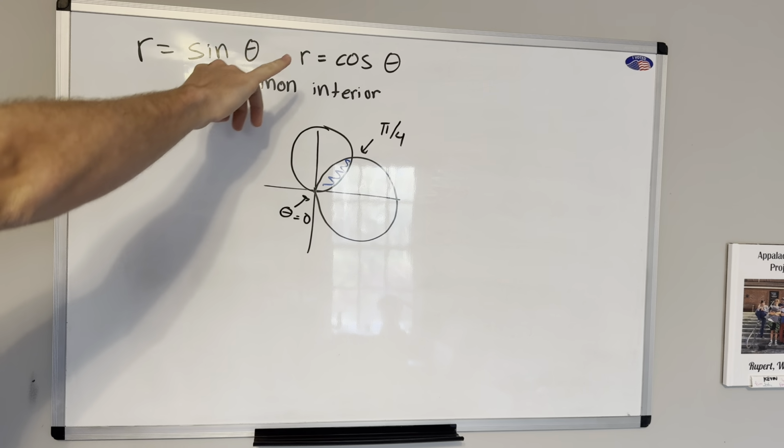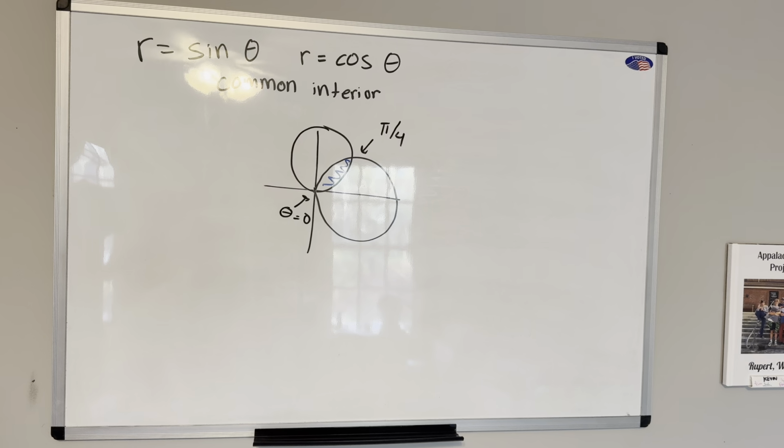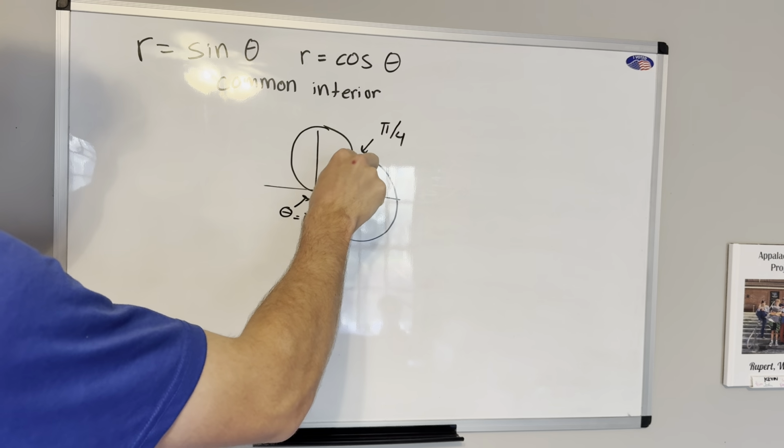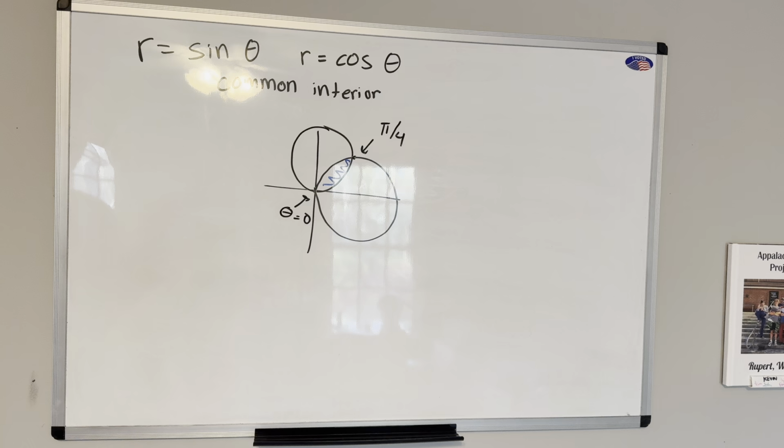When you plug 0 into either of these, you get a different answer, but just kind of roll with it. They made it 0 because it's at the origin, and then pi fourths, obviously sine of theta and cosine of theta meet at pi fourths because they're both root 2 over 2.